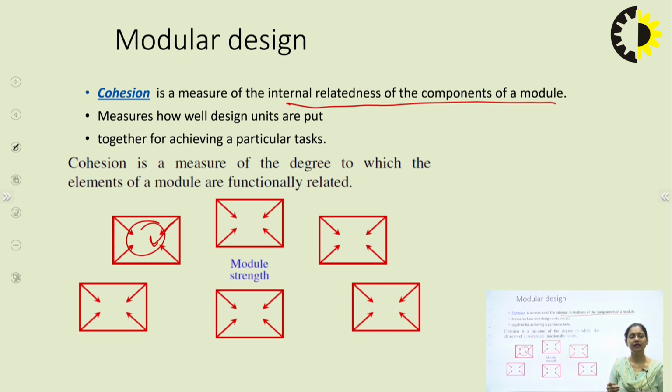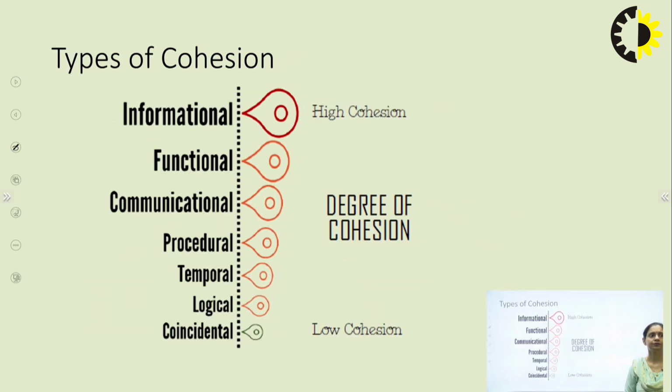So, here we believe that the higher the interaction between the elements in a module, the better is the code. So, here we talk about high cohesion, while in the previous one we talked about low coupling. So, here we talk about higher cohesion and low coupling. So, these are the different types of cohesion that we will be talking about.